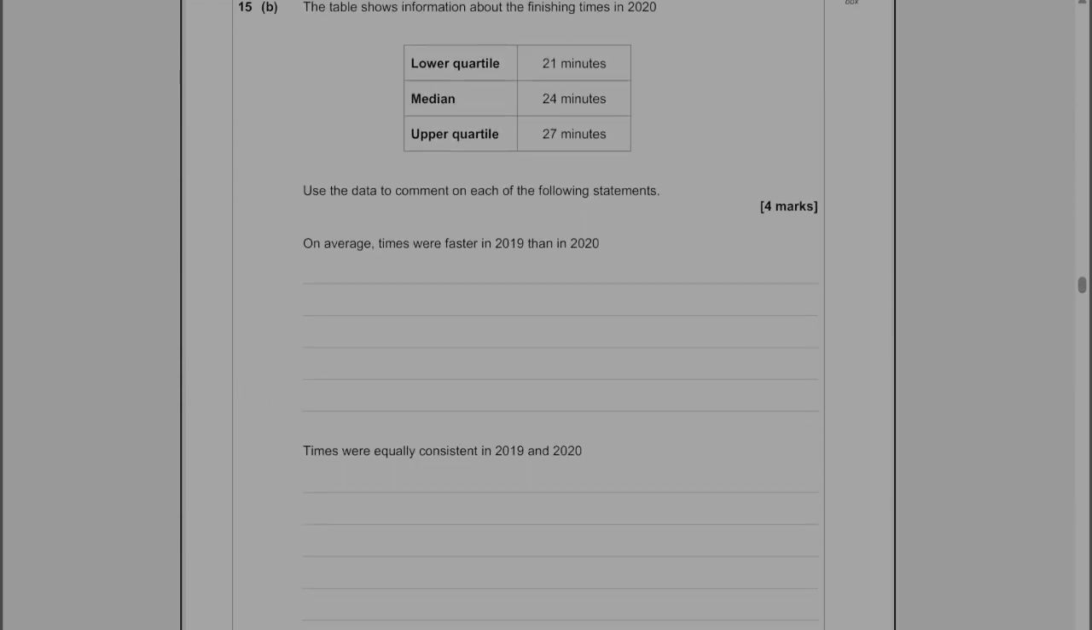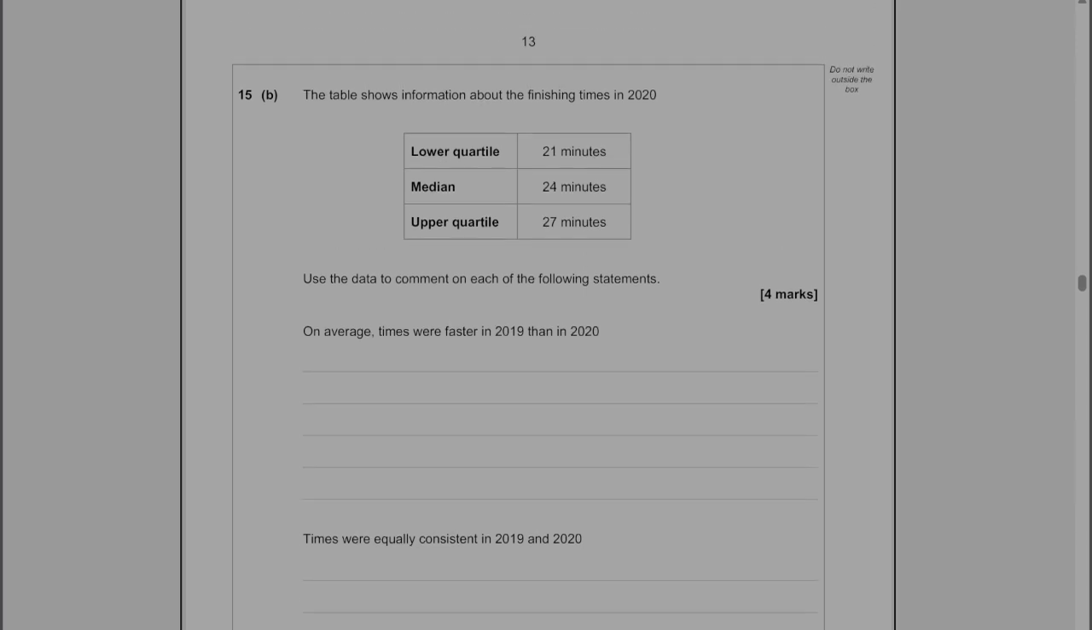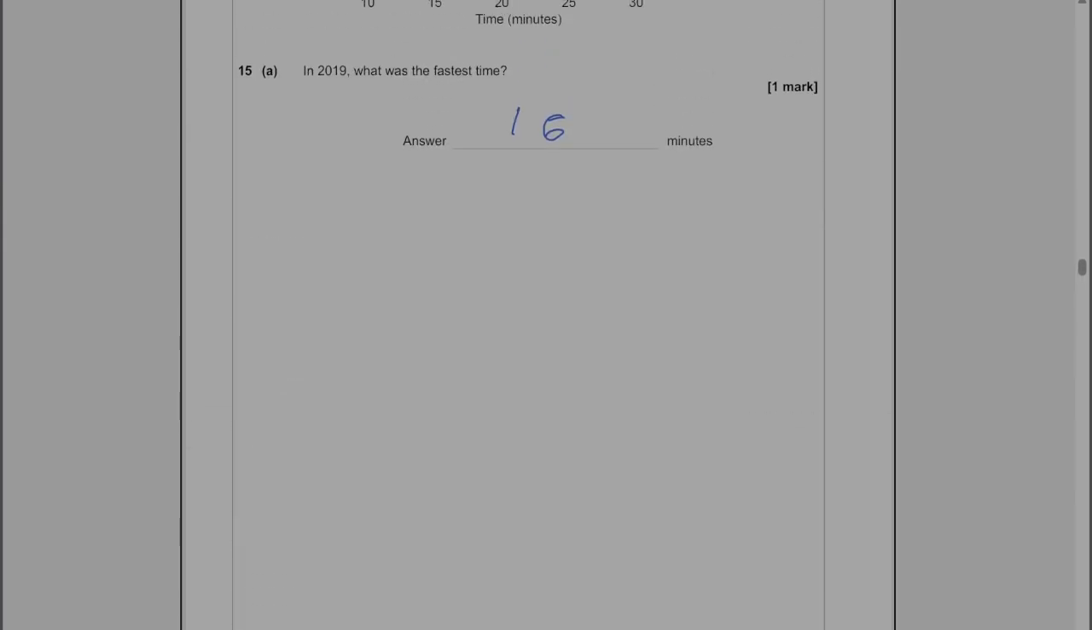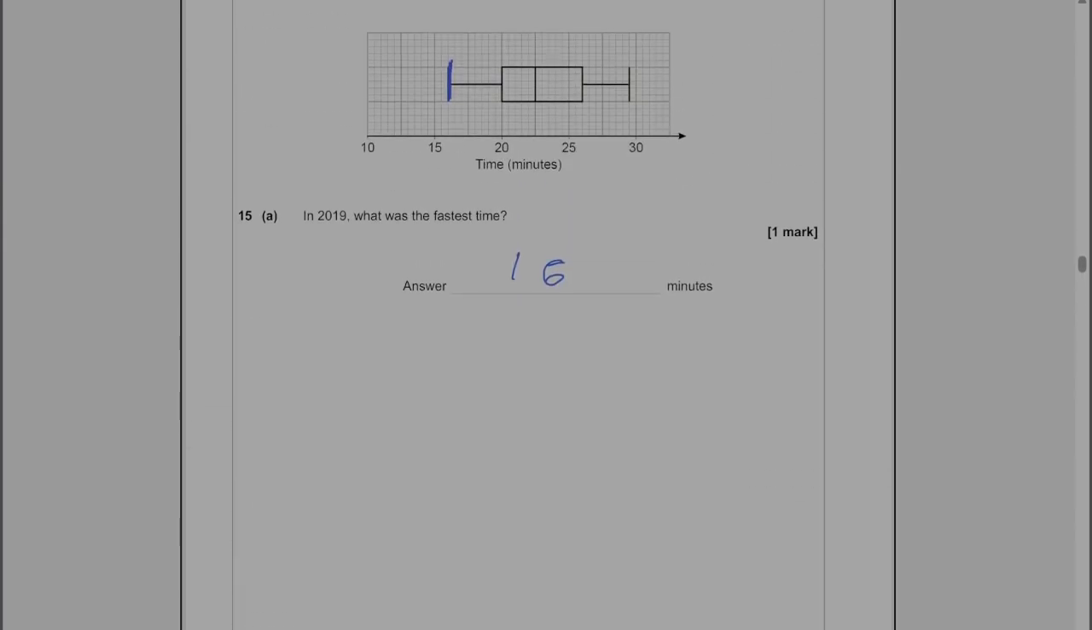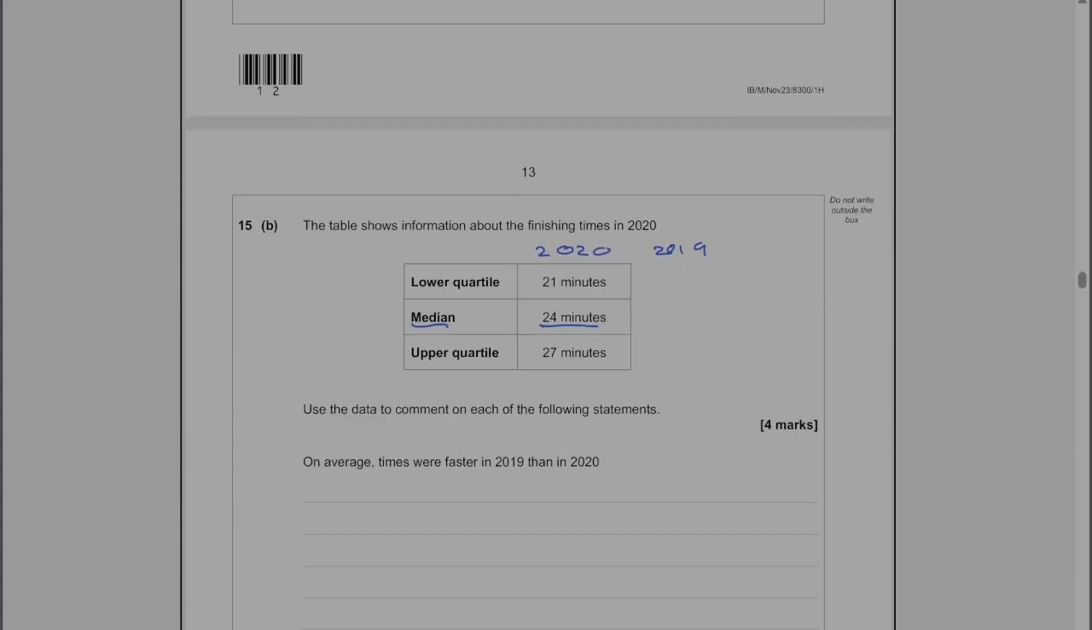Okay, part B. The table shows information about the finishing times in 2020. Use the data to comment on each of the following statements. On average, times were faster in 2019 than in 2020. So that's referring to the median. Let's put 2020, and I'm going to add 2019 next to it. So the median finishing time in 2019 was 22.5.